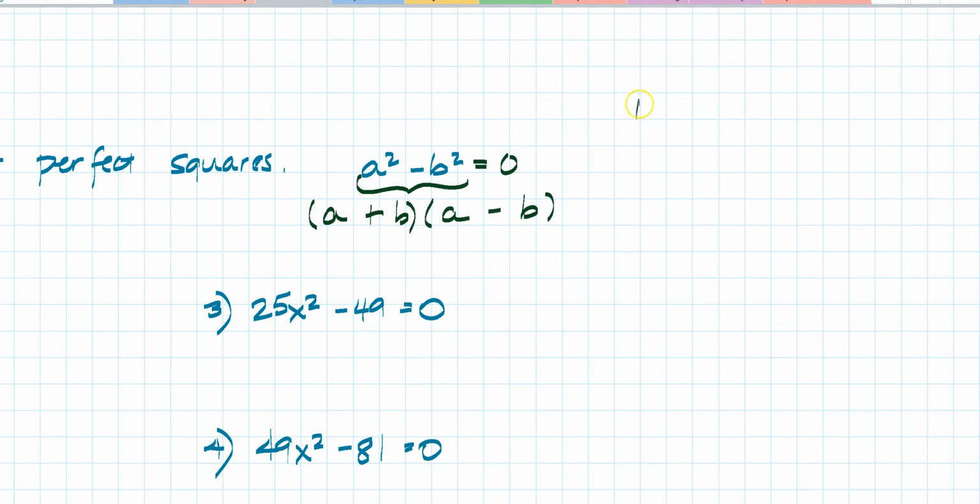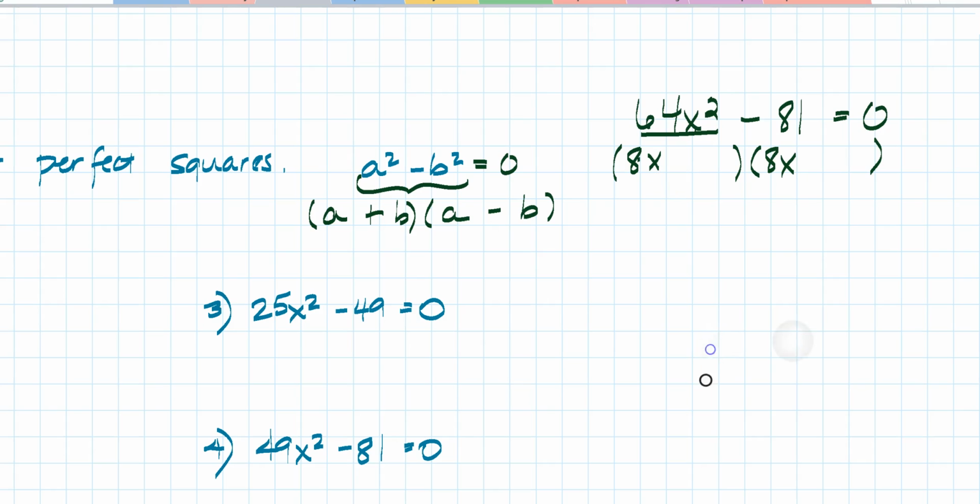Let's say that you had 64x squared minus 81 equals 0, and your teacher said factor this. Okay, perfect square minus perfect square. The square root of this is going to be 8x, because the square root of 64 is 8 and the square root of x squared is x. So you're going to evenly distribute that among your two binomials. Now, 81 has square root of 9 and 9, but you are going to plus minus some difference equals 0.